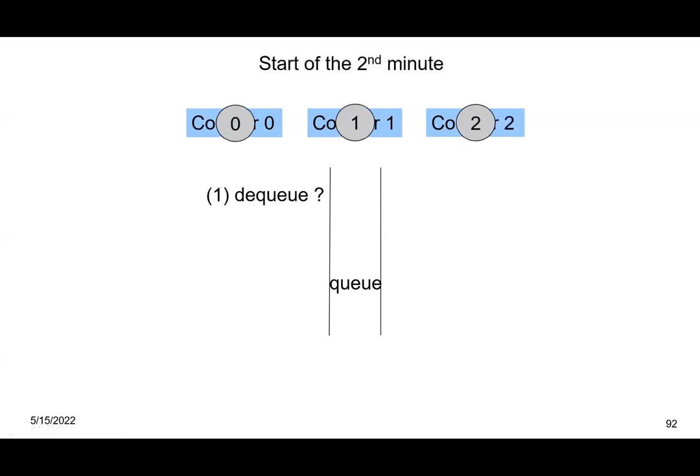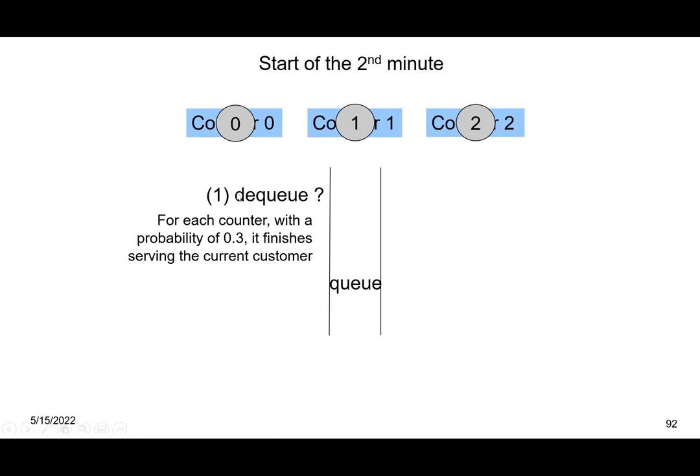So in the second minute, we will continue with step 1 again. Remember, step 1 and step 2 happen every minute. So step 1 is we have to DQ the customer from the counter. Now, how do we determine?